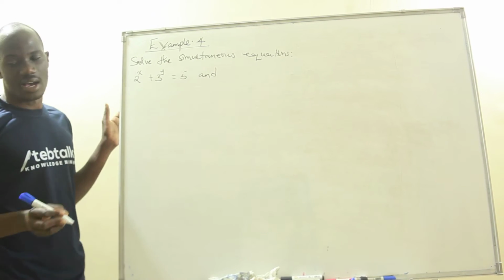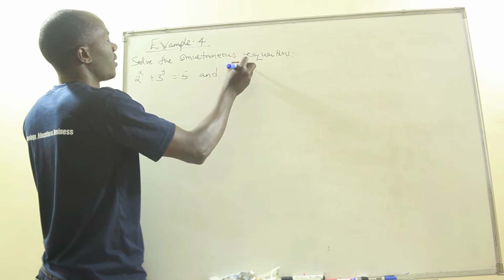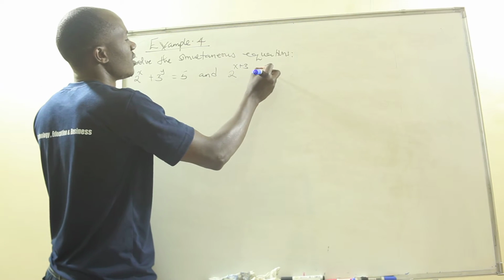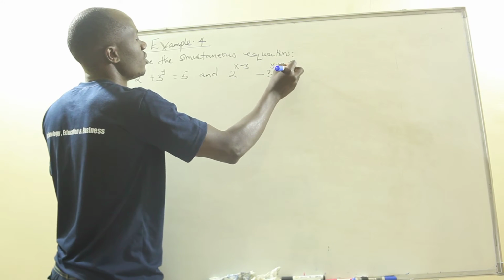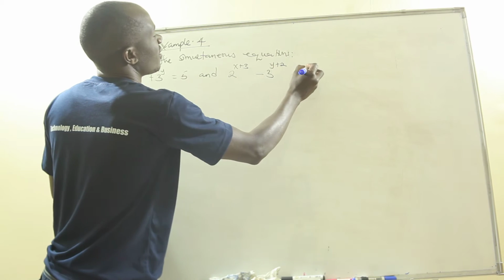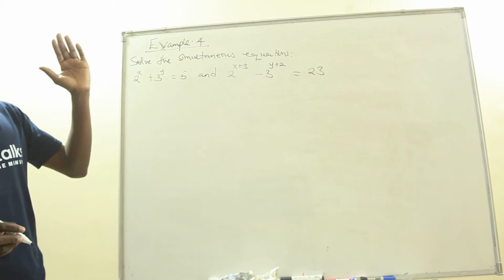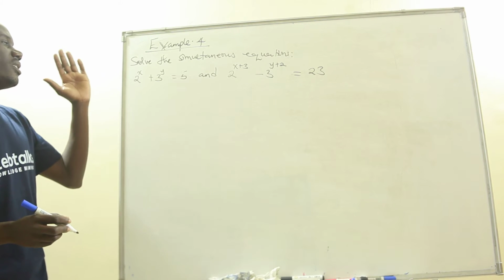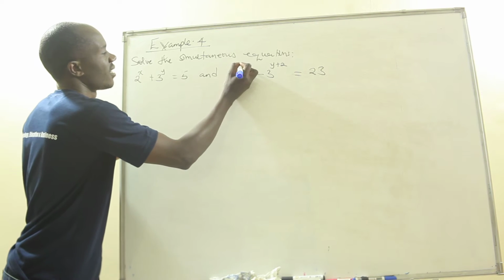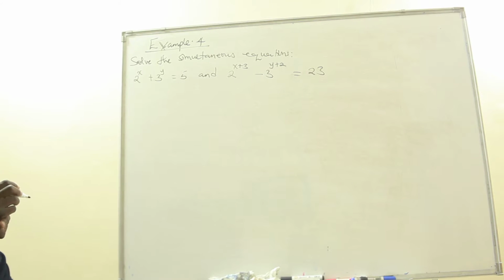and 2 power x plus 3 minus 3 power y plus 2 equals 23. Our question goes, solve the simultaneous equations: 2 power x plus 3 power y equals 5, and 2 power x plus 3 minus 3 power y plus 2 equals 23.